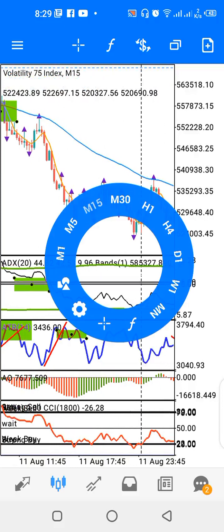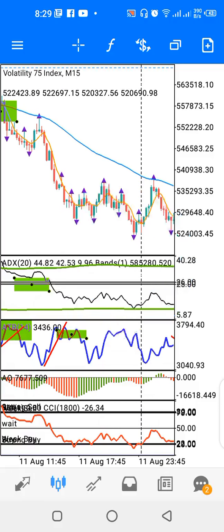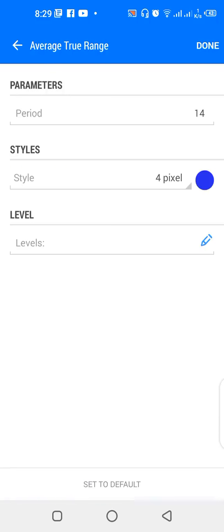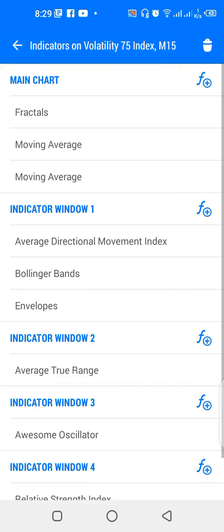Okay, let's look at the parameters for the ATR. The period is 14. The style color is blue.